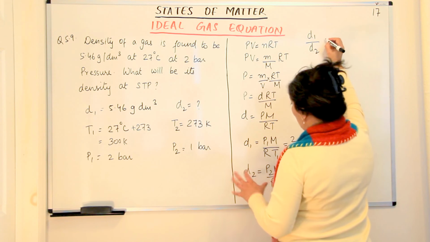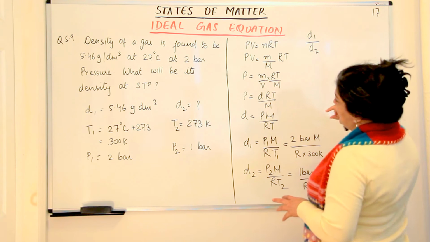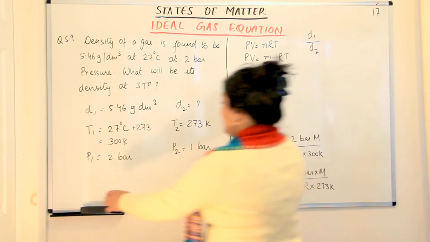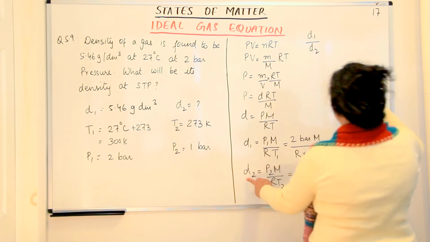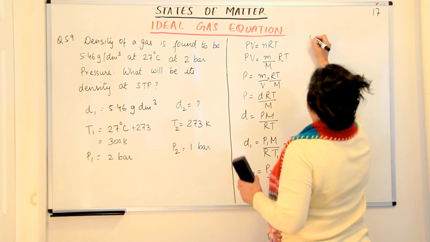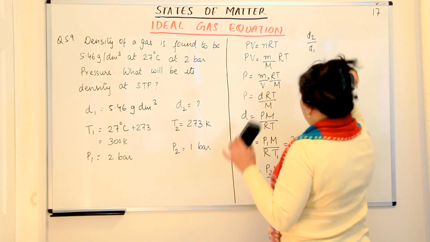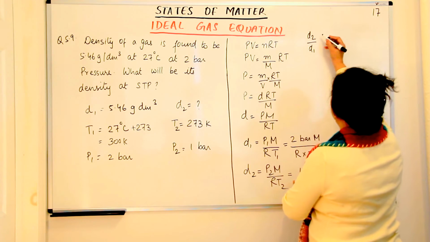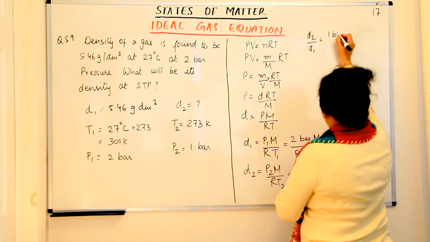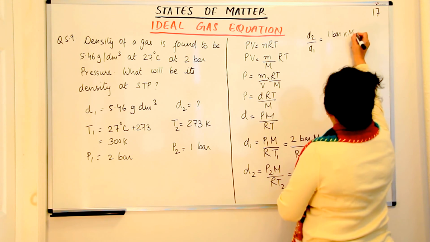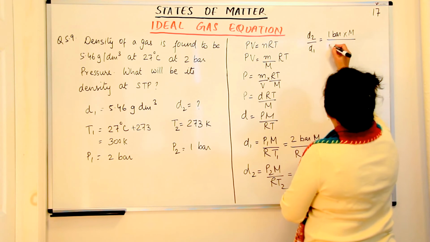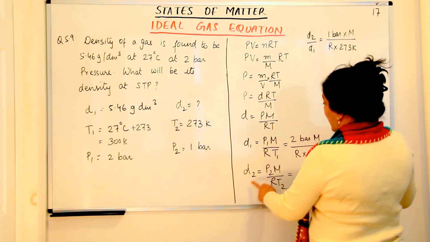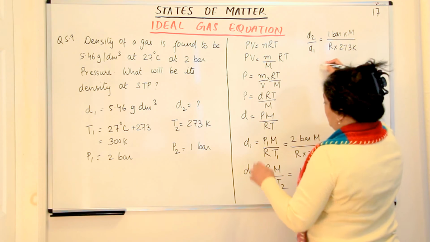If we find a ratio, it would be easy for us. Since we are looking for D2, I would like to keep D2 in the numerator. So D2 over D1, let us find that out and put these values. What is D2? D2 is equal to 1 bar into M upon R into 273 Kelvin, right? And we have to divide it by D1.